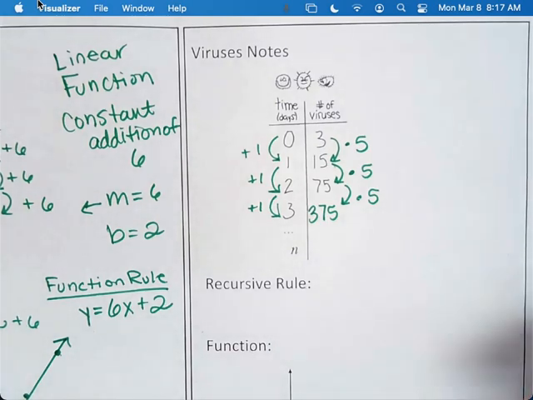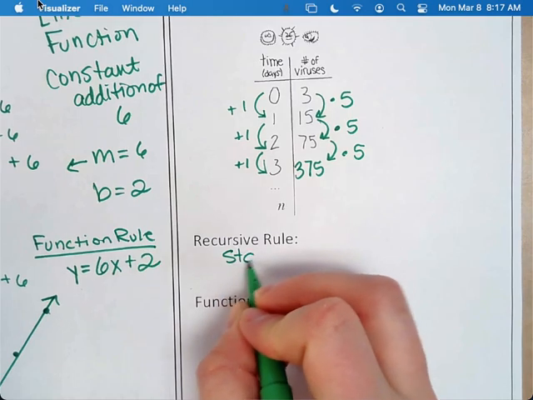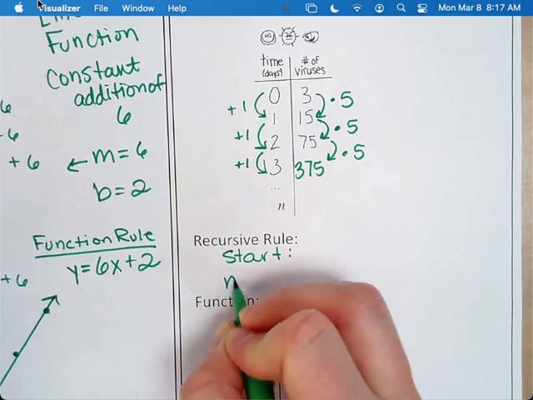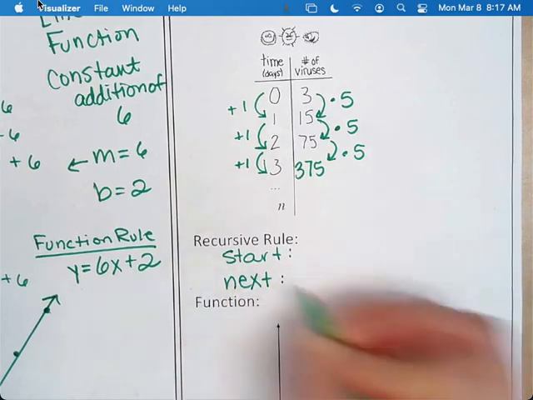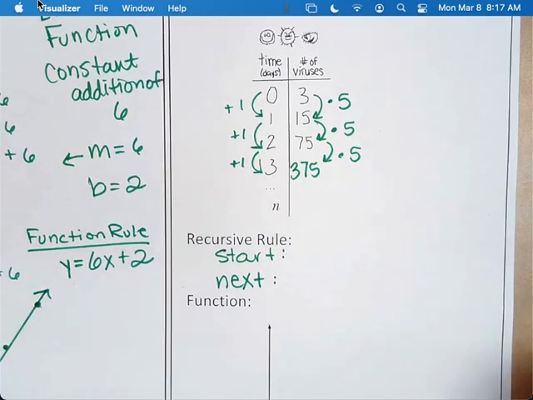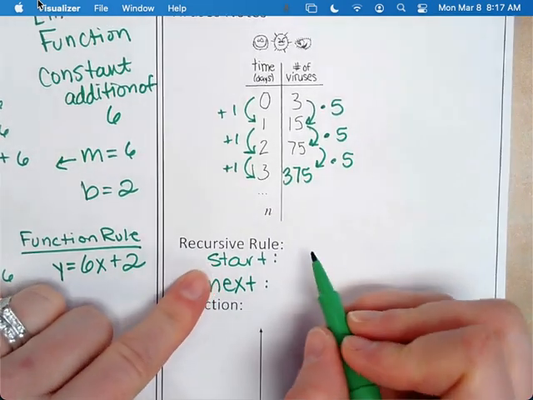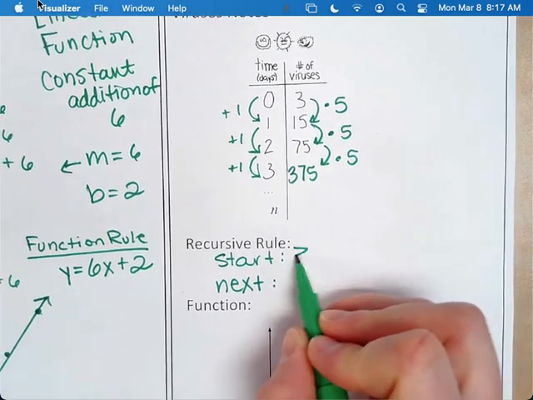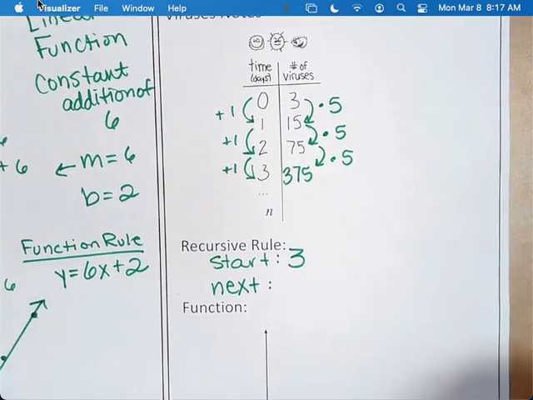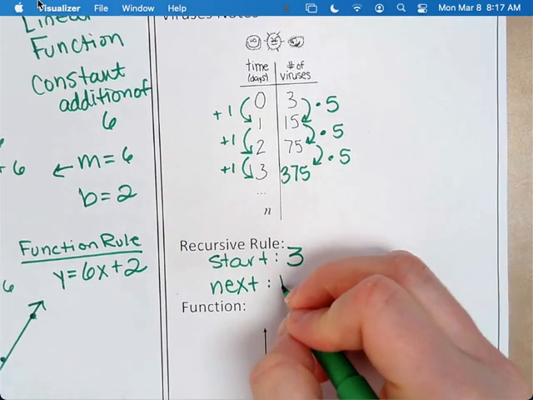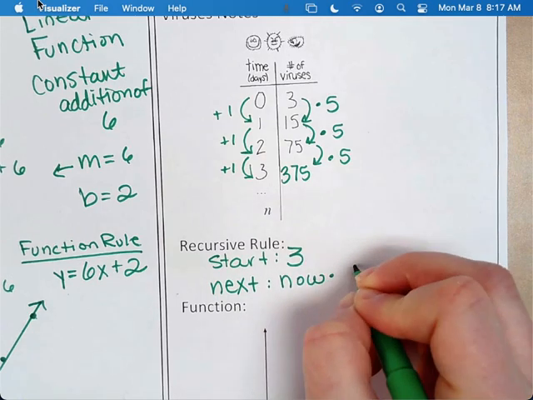So we need to do the recursive rule. So remember how we did start and then next? We're going to do the same thing. What does it start with? 3. And then what's the next? Times 5. Yeah, so now times 5.